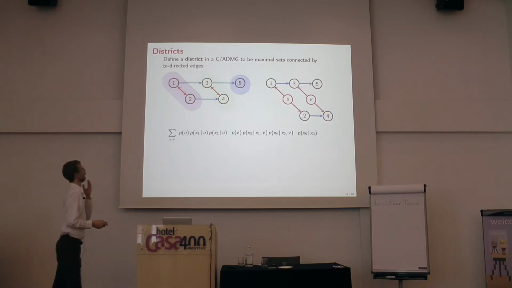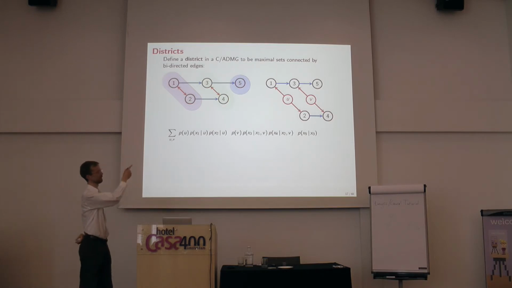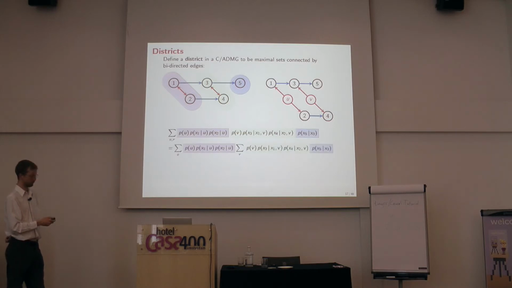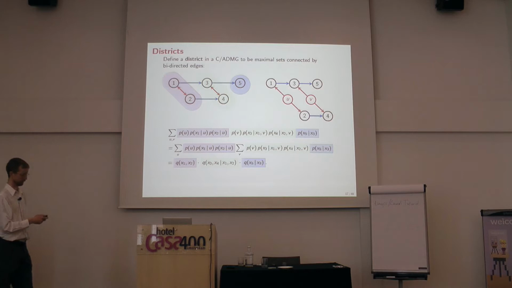And districts arise very naturally because if I go back to thinking about this as a DAG with latents, as we had over here on the right, and then we think about marginalizing out the latents. So this is just the usual DAG factorization, and then marginalizing out U and V. And if we push in the sums over the latents, we find that we end up with these sort of conglomerations of terms that involve vertices that are all in the same district.